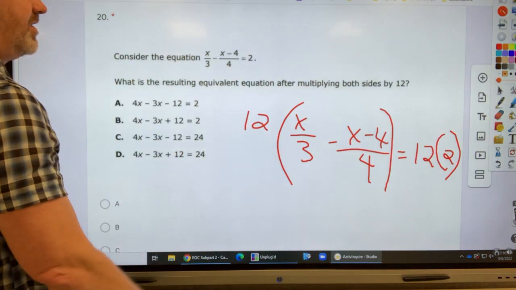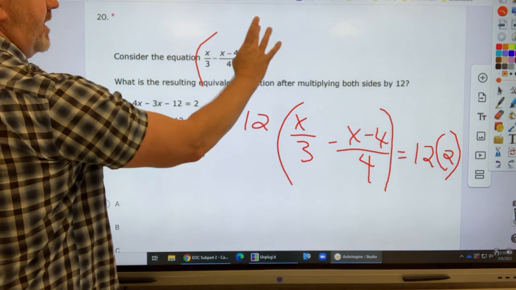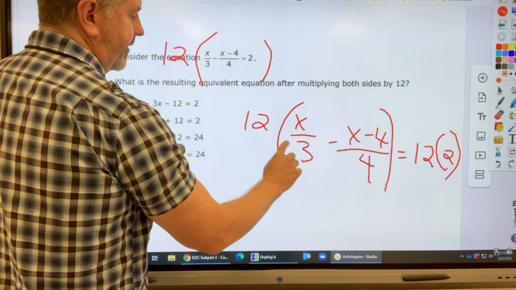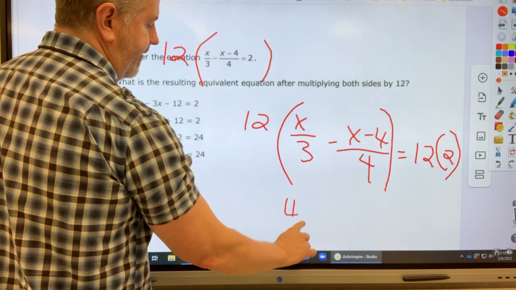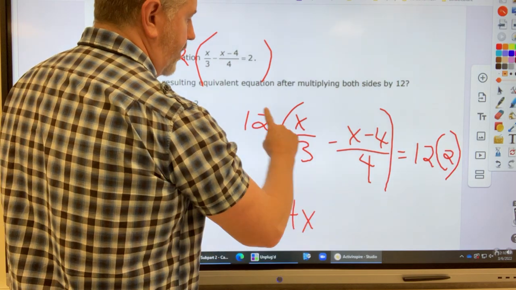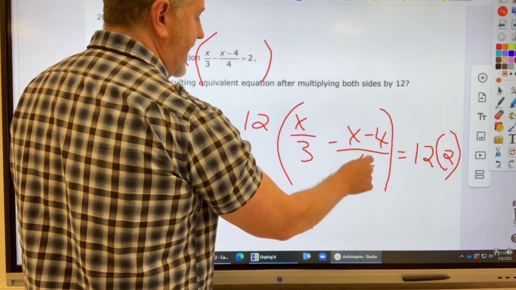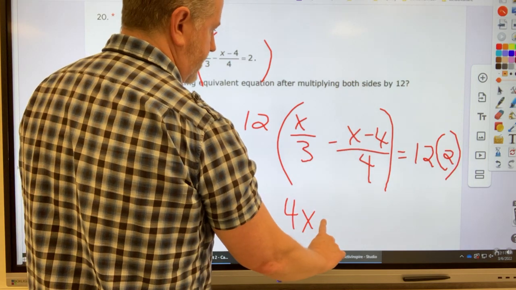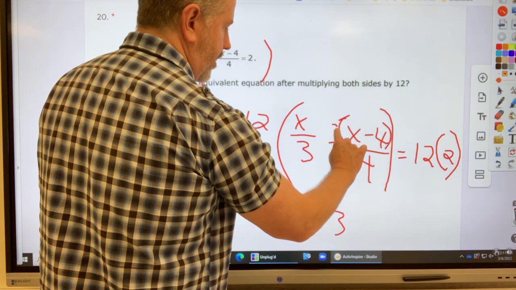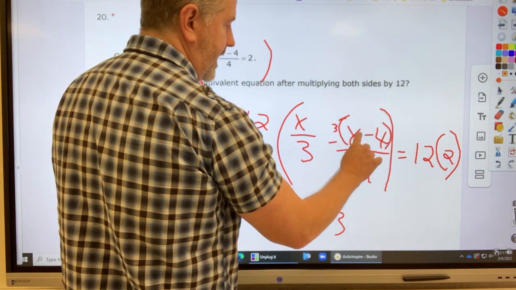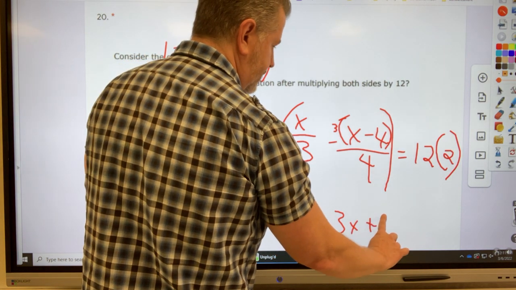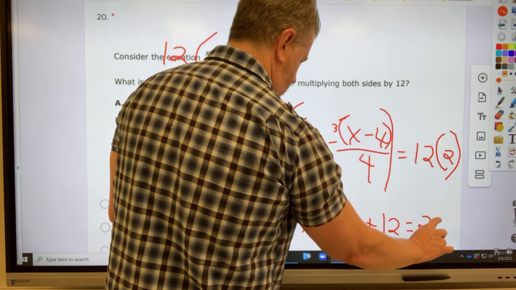Multiply both sides by 12. I could have just put some big parentheses like this and put a 12 out here. Sometimes I do it like that. When I multiply this 12 by this x over 3, the 12 and the 3 cancel and I end up with 4x. The 4 is on top because the 12 turns into a 4, and it's 4 times x. When I multiply that by that, I end up with 3. That cancels with that, so I end up with a 3 right here. So I have to distribute. This is a little confusing. It ends up being minus 3x plus 12 equals 24.